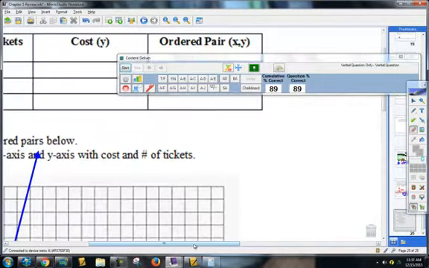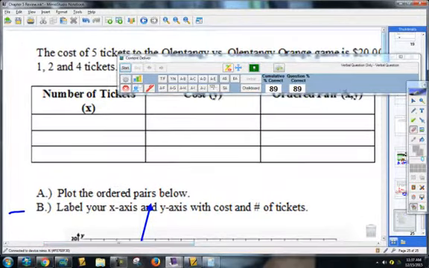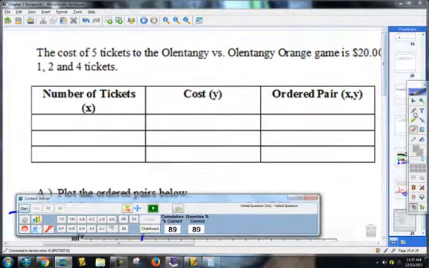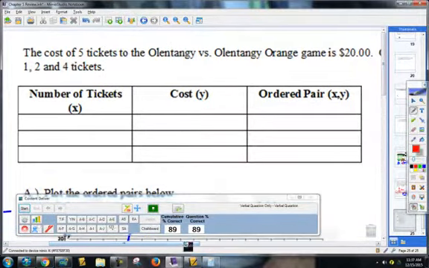Okay, I would like everybody right now to attempt this, to fill in this table. Yes, everybody make the table.